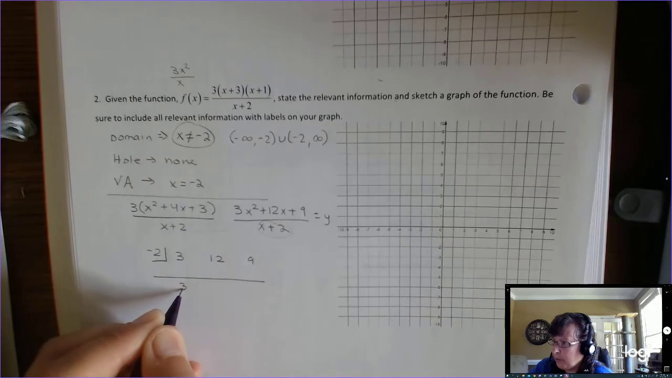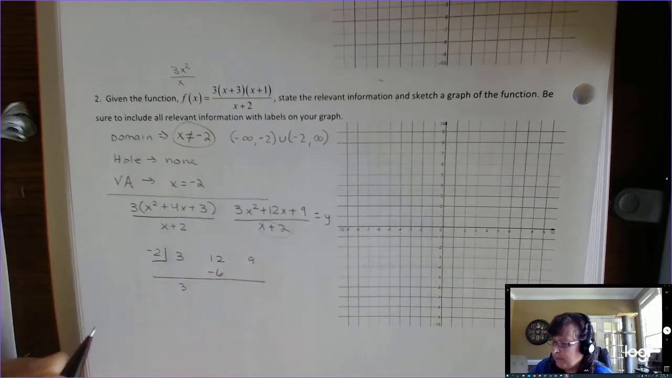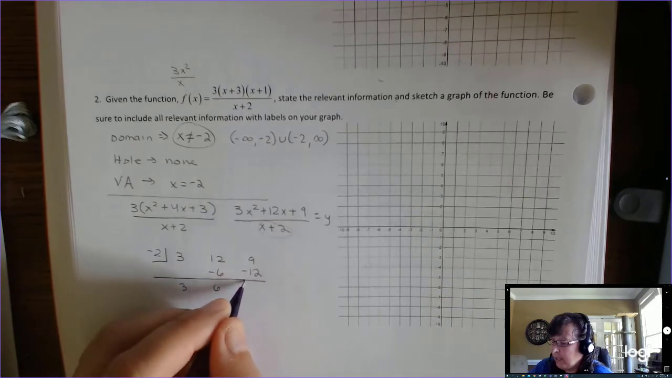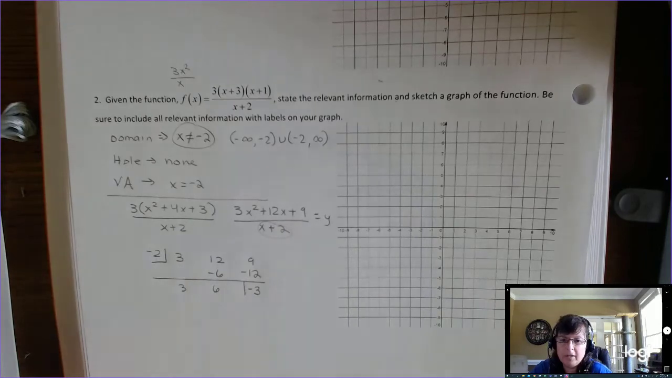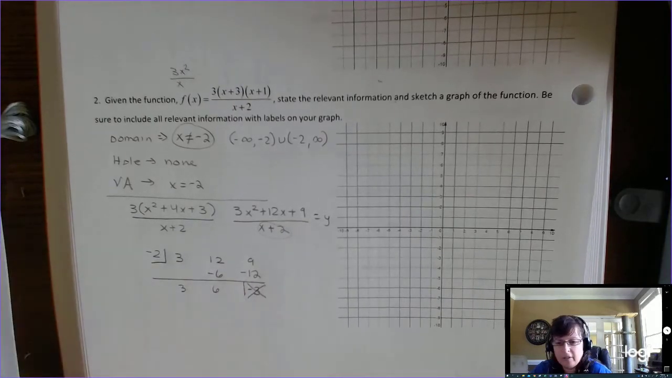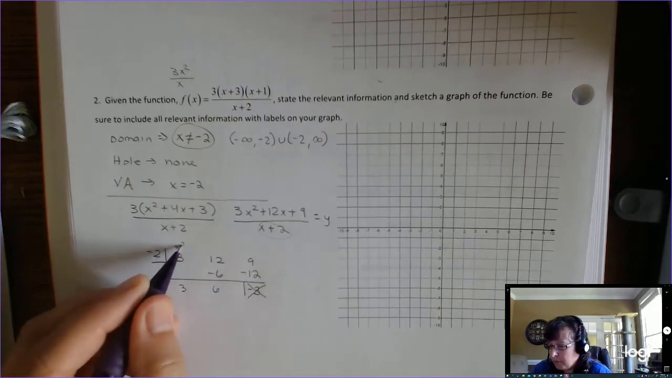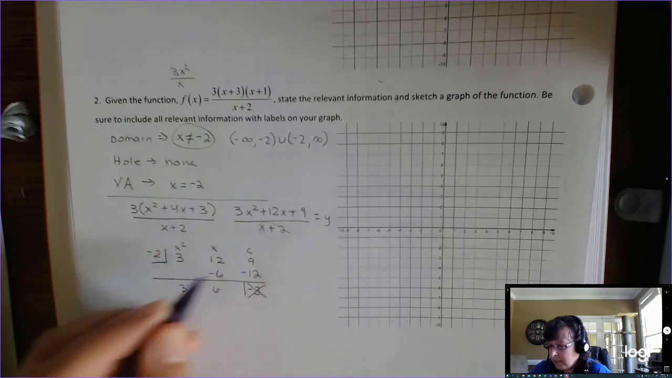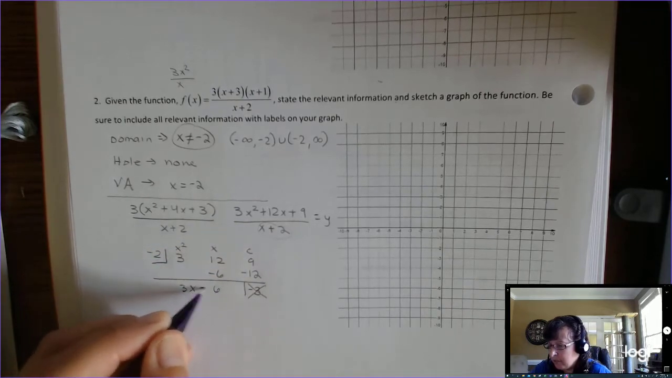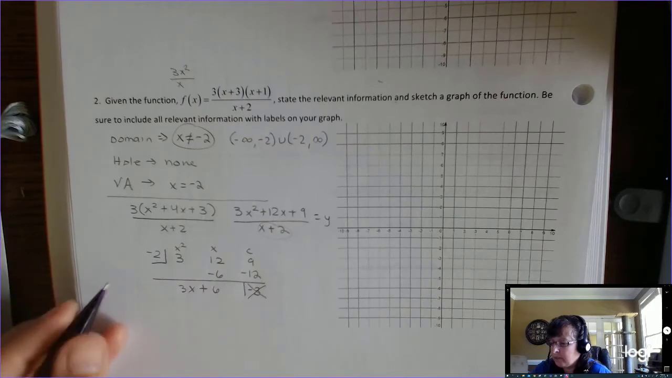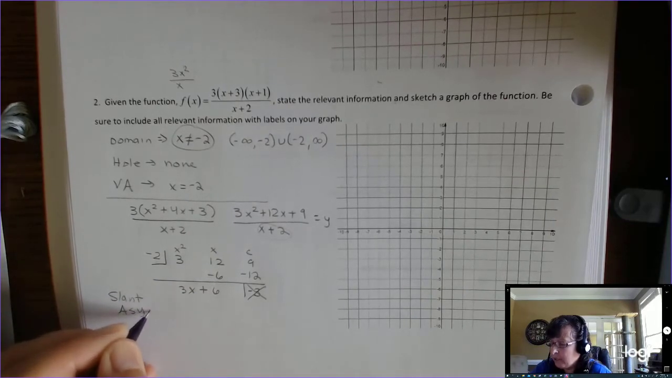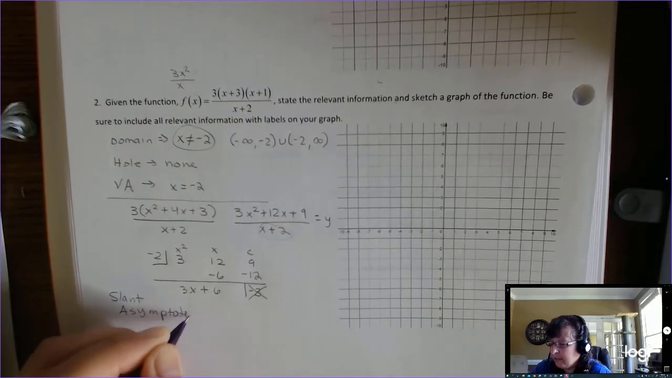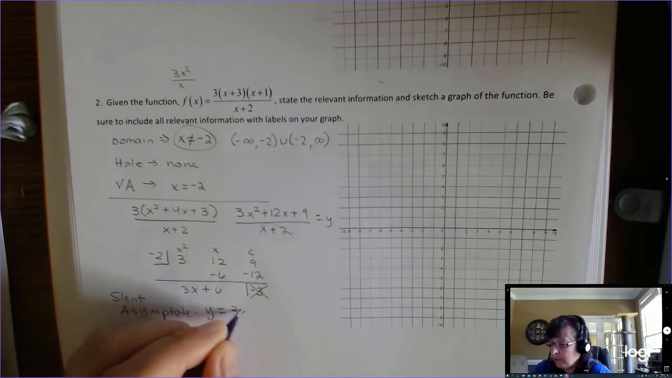So if I bring down the 3, multiply, you get -6. Add, you get 6. Multiply, you get -12. 9 minus 12 is -3. You have to understand the concept. Remember, the remainder does not matter. Okay, so this was a 3x squared term, this was an x, that was a constant. So this means that this is your expression, 3x plus 6. But the slant asymptote is an equation of a line. So that's y equals 3x plus 6.